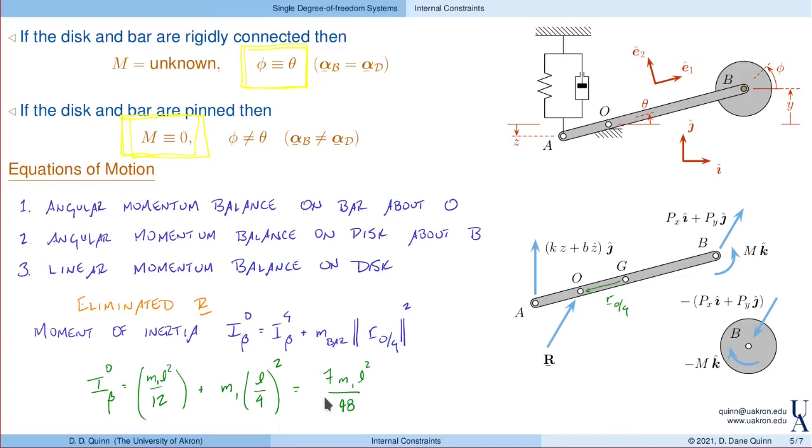So notice what we're doing here. We're focusing angular momentum balance on the bar, so we're just looking at the bar. What happens to the disk? That's going to be taken care of by these second two equations. So I don't need to worry about the moment of inertia of the disk because I'm just calculating the angular momentum balance of the bar itself. Again, the effect and the coupling between the disk and the bar will come into play in these reaction forces and moments. So when I calculate this moment of inertia, it's just of the bar.